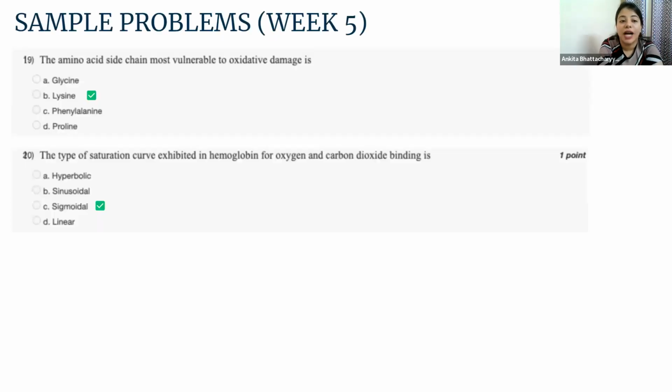So the amino acid side chain that is most vulnerable to oxidative damage is A, glycine, B, lysine, C, phenylalanine, or D, proline. The answer for this is lysine. Its extended side chain is often very vulnerable to oxidative damage, and also to other modifications as well. But here we are just restricting ourselves to oxidative damage based on the question that has been presented. So that is lysine.